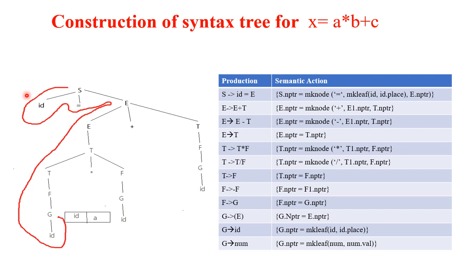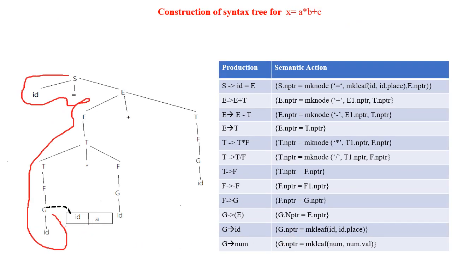Here we have started traversing from the parent, and here we got G gives ID. Then what do we have to do? We have to perform the semantic action. The semantic action here is create a leaf: make leaf num, make leaf id dot place. Make leaf has created a node having id and id dot place is A, and G dot nptr is pointing to this node. If the address of this node is 100, now G dot nptr holds 100.